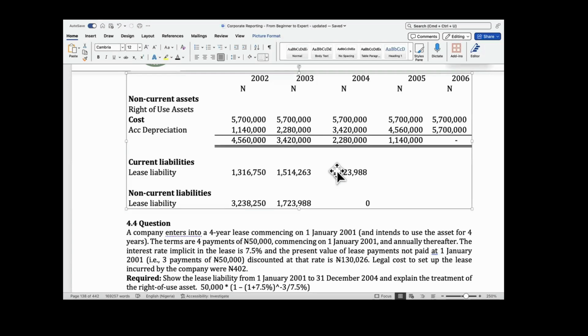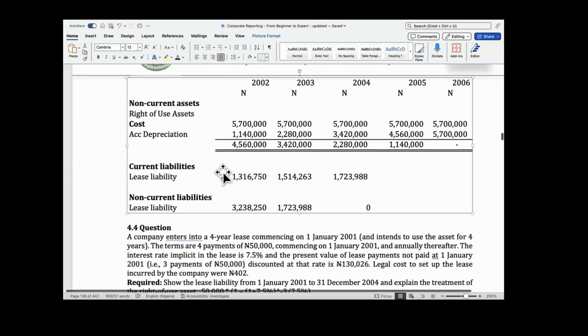Yes, please. So how was the lease liability split into current liability and non-current liability? How was the current? I didn't get your question. Sorry. How was the lease liability split into current and non-current liability? Okay. That was what I finished explaining just now.